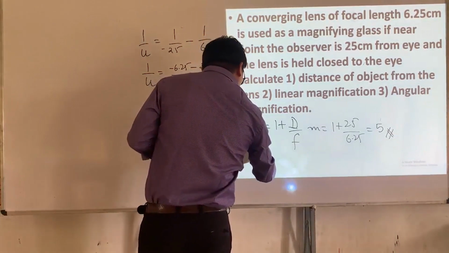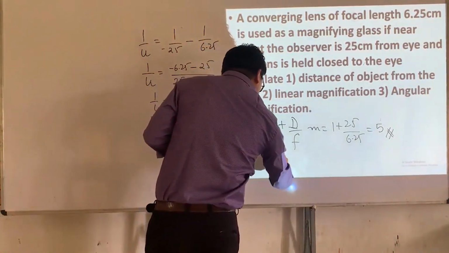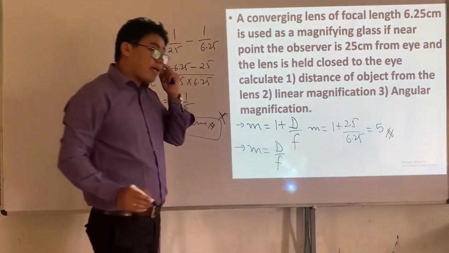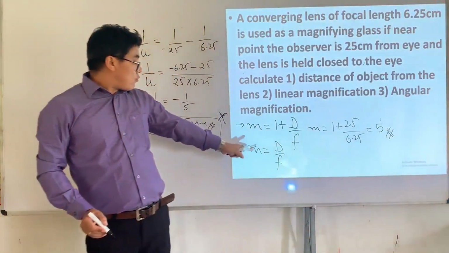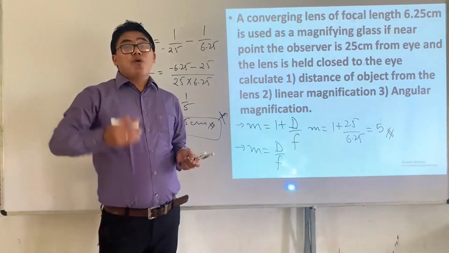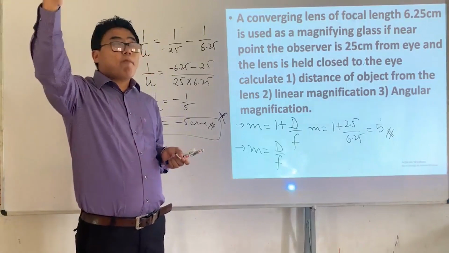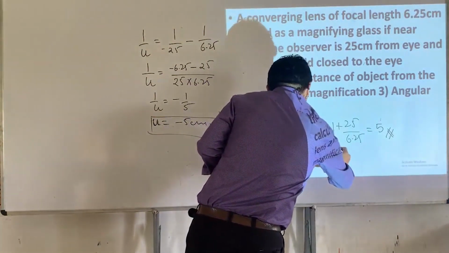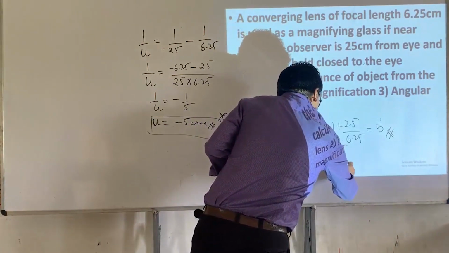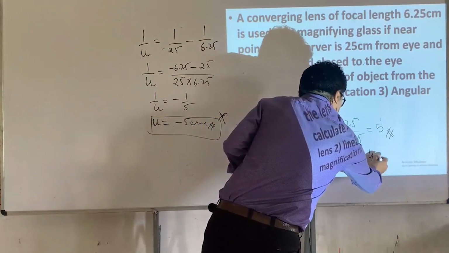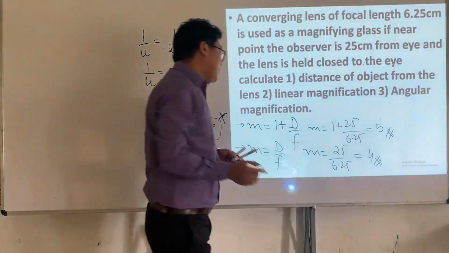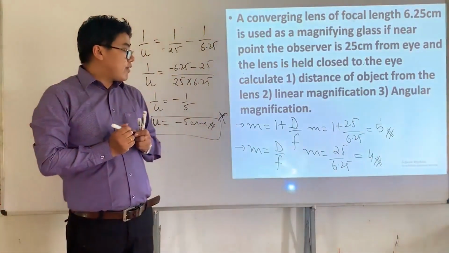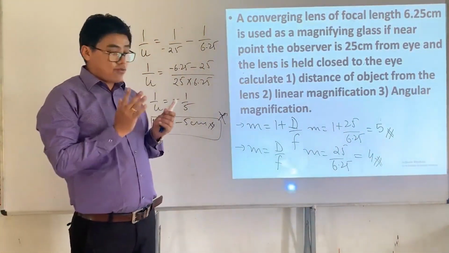Now the second one is, what about angular magnification? When you get angular magnification, you keep the image at the far point. So therefore, this is going to be 25 divided by 6.25, you get 4. So linear magnification is 5 and angular magnification is 4.